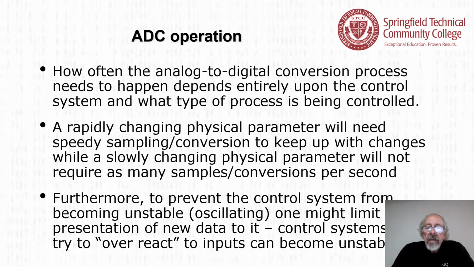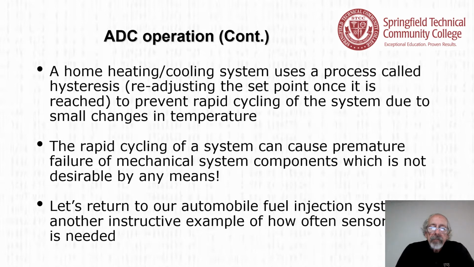Furthermore, to prevent the control system from becoming unstable or oscillating, one might limit the presentation of new data to it. Control systems that try to overreact to inputs can become unstable. So, how about a home heating cooling system? This uses a process called hysteresis, readjusting the set point once it is reached to prevent rapid cycling of the system due to small changes in temperature. It's one thing we can do to prevent that oscillation.